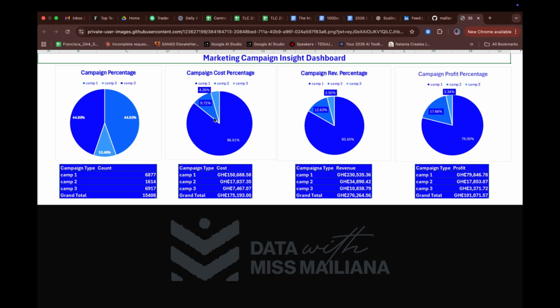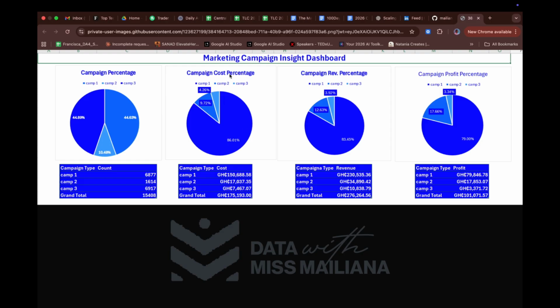My categories are just 3, so I use a pie chart for it, and it's easy to read. Now when they see that camp 3 is the highest with 44.83%, they come to the table here and see the amount. Do you get the count of it? All right. Same goes here, the percentage.